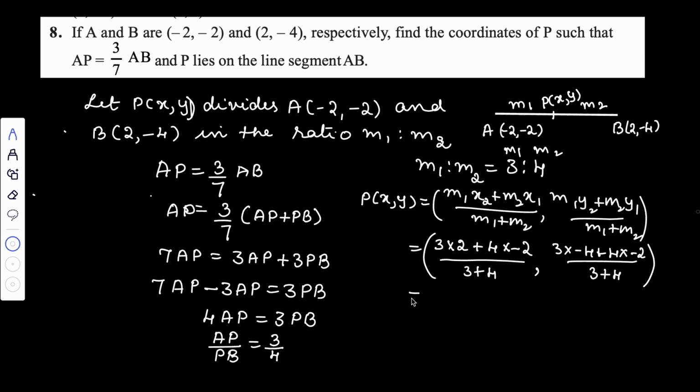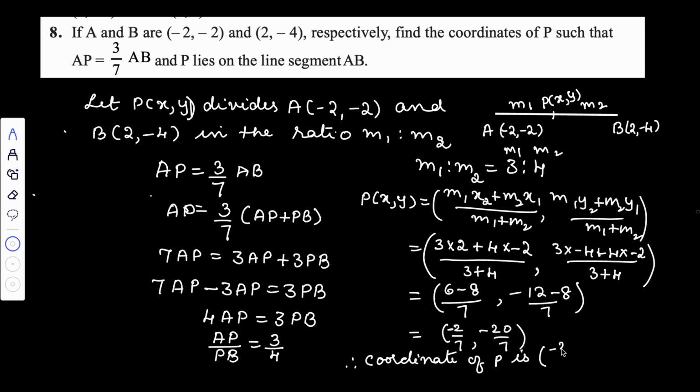So here we get (6 minus 8) divided by 7, (minus 12 minus 8) by 7, that is minus 2 by 7 and minus 20 by 7. Therefore, the coordinate of P is (minus 2 by 7, minus 20 by 7).